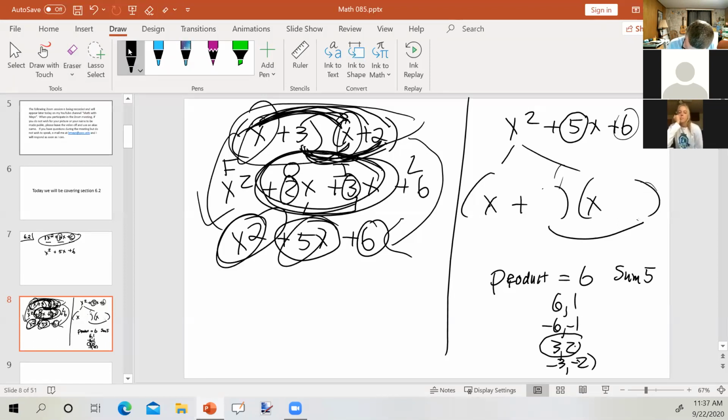So I'm going to put a +3 and a +2, which of course, if we look back over here, we see that, well, yeah, that's the correct answer. But the next example, we're not going to have the starting point.